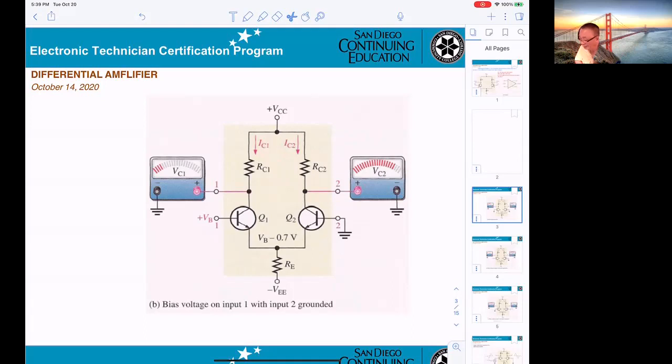Okay, now my question is, you get the signal coming in here at the base, a sine wave for example. So what is the name of Q1? What amplifier is Q1?